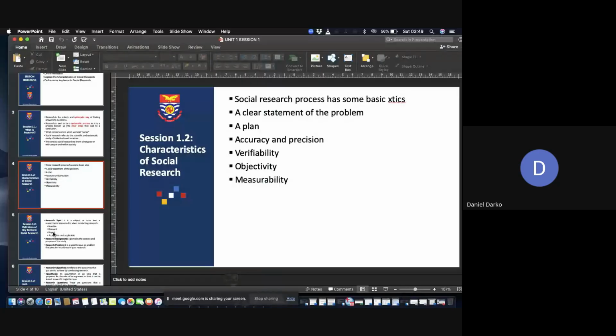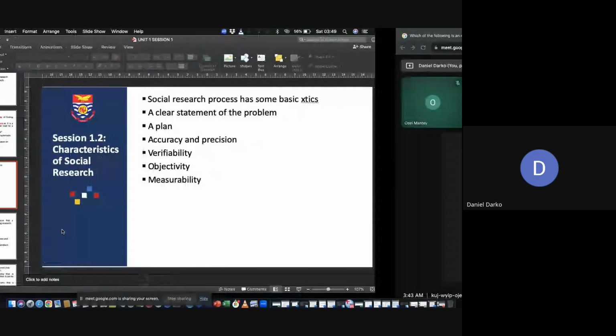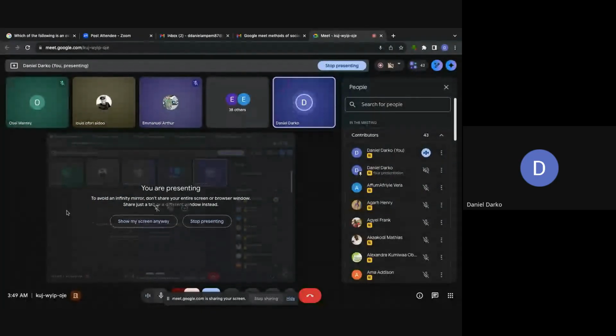If you're able to measure those phenomena or variables, it helps you understand the problem better. Any questions so far, class?